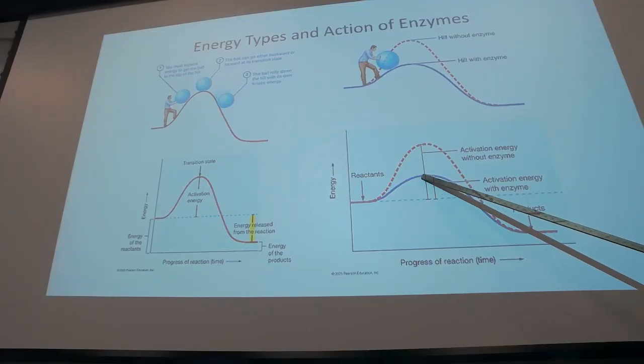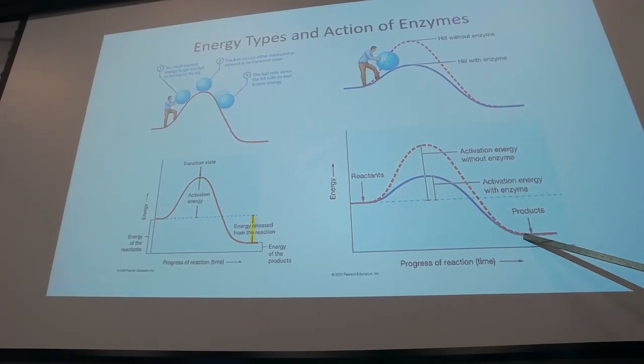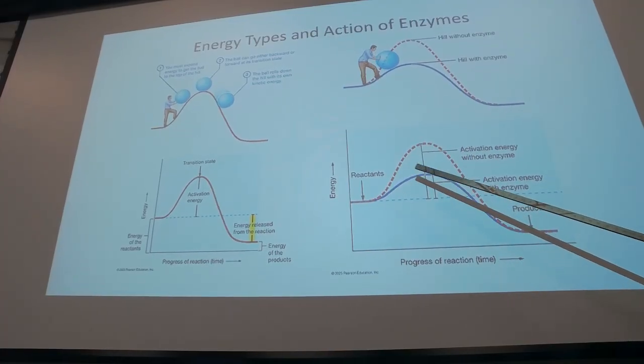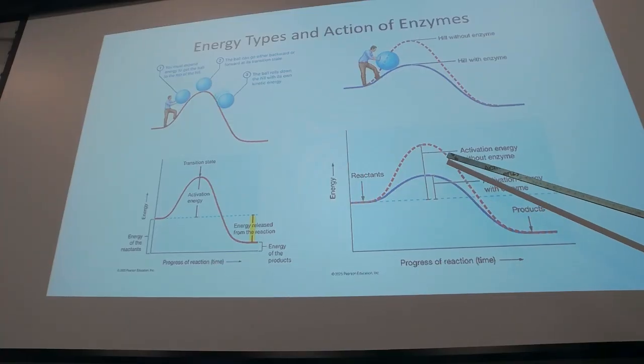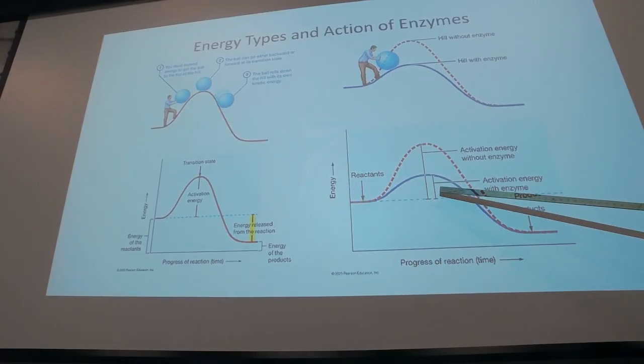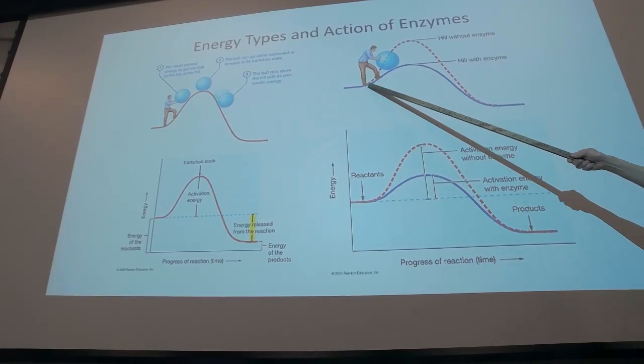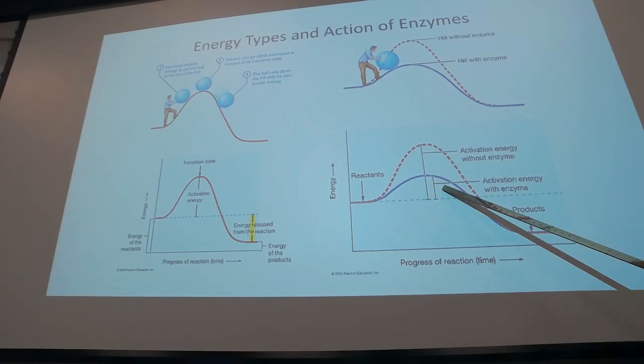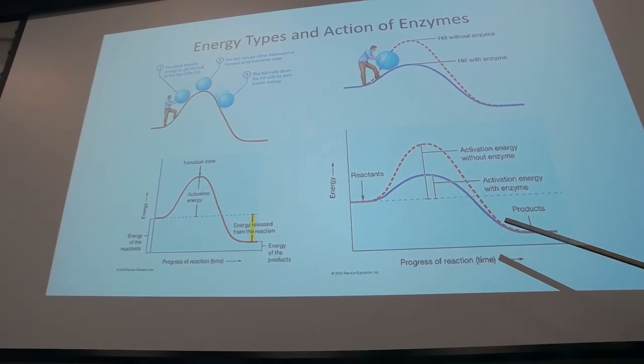So this will be the chemical reaction with an enzyme, and this will be without an enzyme. The activation energy, which is basically rolling the ball up the hill, will be reduced by the presence of enzymes.